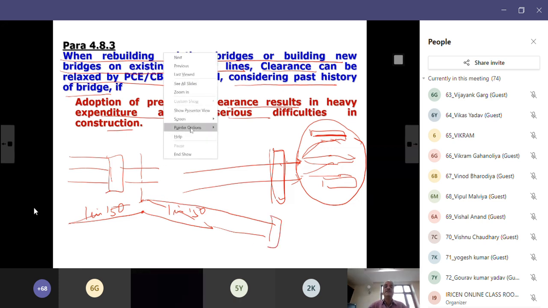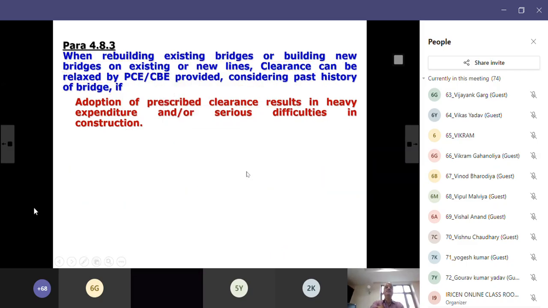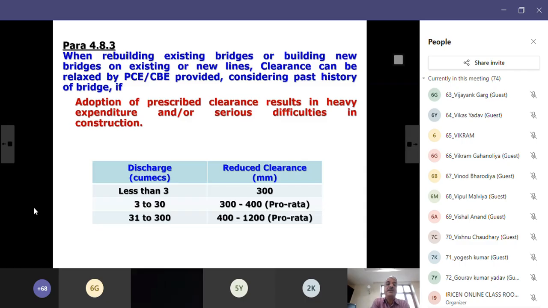So in such situations, it says, in locations where adoption of prescribed clearances may result in heavy expenditure or serious difficulties in execution, some relaxation is allowed. That relaxation depends on discharge. If discharge is less than 3 cumecs, you can adopt 300 mm rather than the 600 mm minimum given there. For 3 to 30, you can adopt between 300 to 400 on pro rata basis, and 31 to 300, you can adopt between 400 to 1200 on pro rata. Above 300, this relaxation is not available.